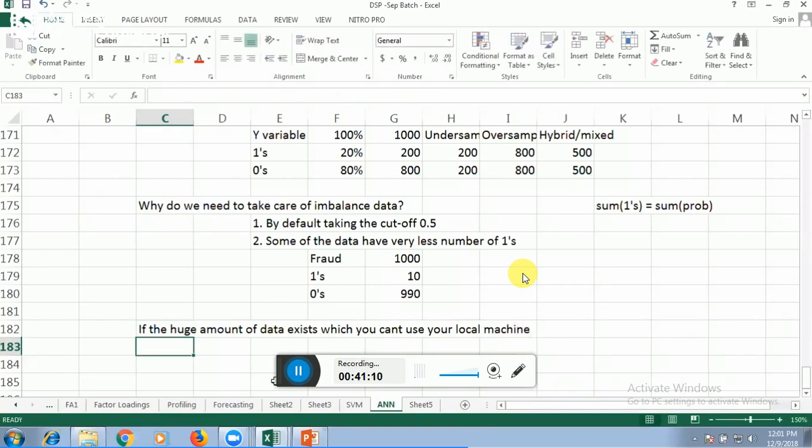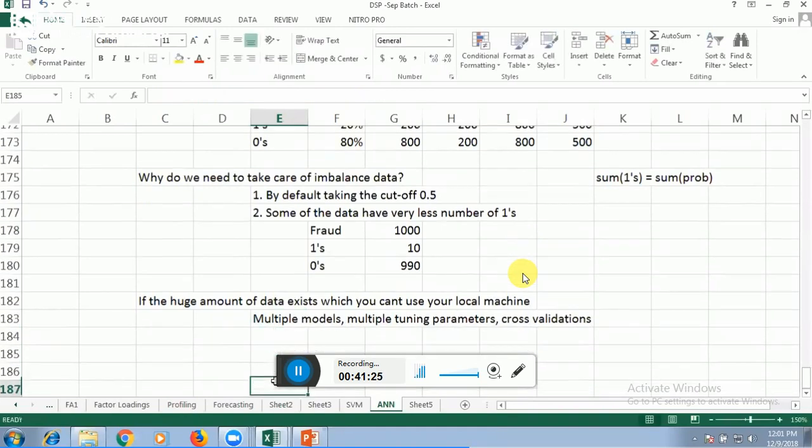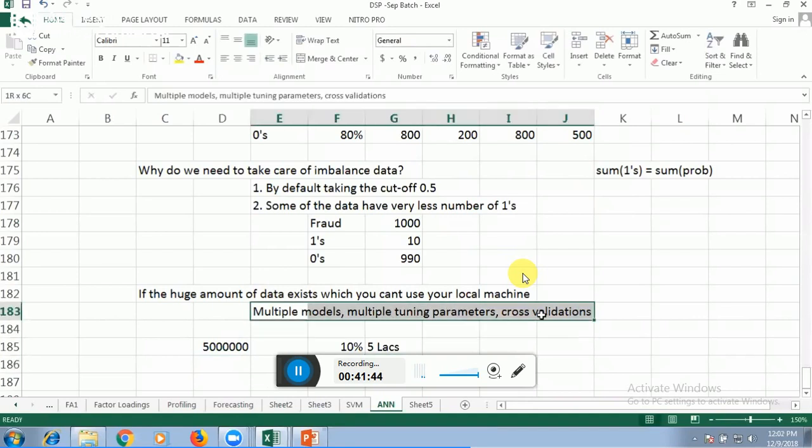So what generally I do is, if I apply multiple models or multiple tuning parameters or cross validations, it will be a highly time consuming task. So generally what we do is we take 50 lakh records and probably take a 10% sample, which is nothing but 5 lakh records. Okay, and build a model on the tuning parameters, etc. There you will get approximate tuning parameter values.